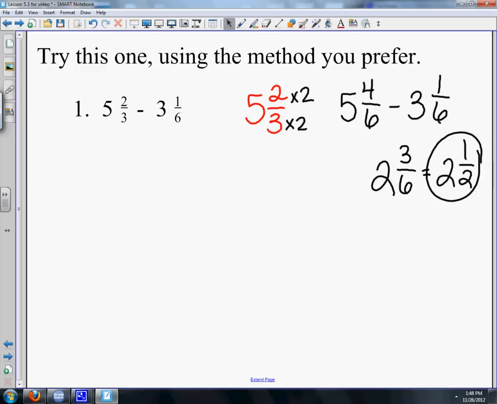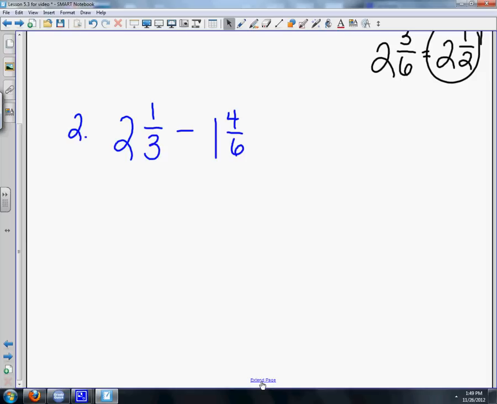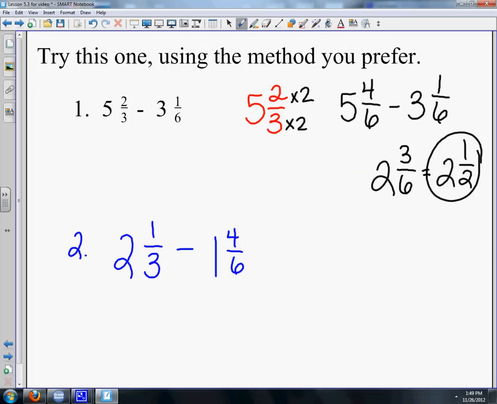I want to try one that's a little bit harder. So try this on your own, and you can choose whichever method you want. Okay. So for this one, you cannot just change this into 2/6, because you can't subtract 2/6 minus 4/6. It doesn't work. So there are 2 ways, if you remember these 2 ways. So let's try Tina's first.